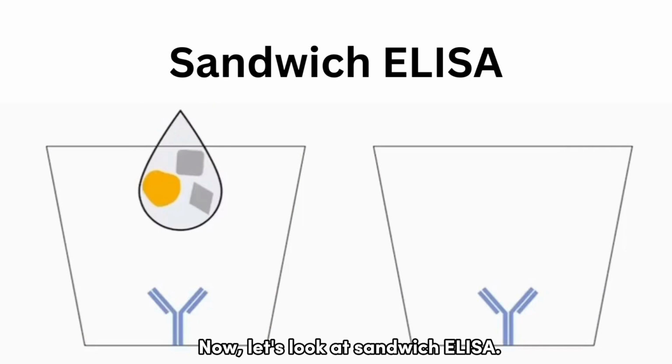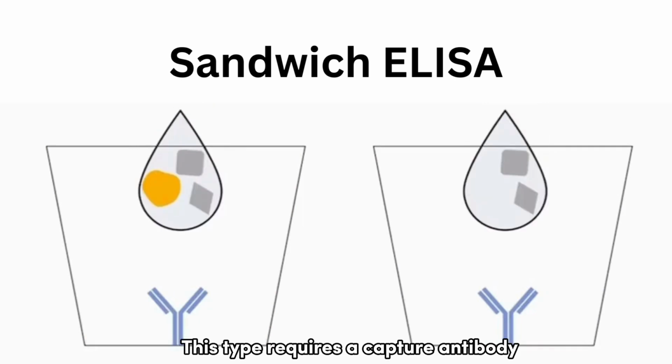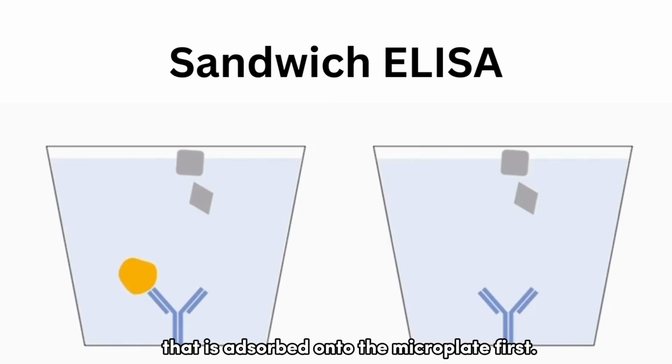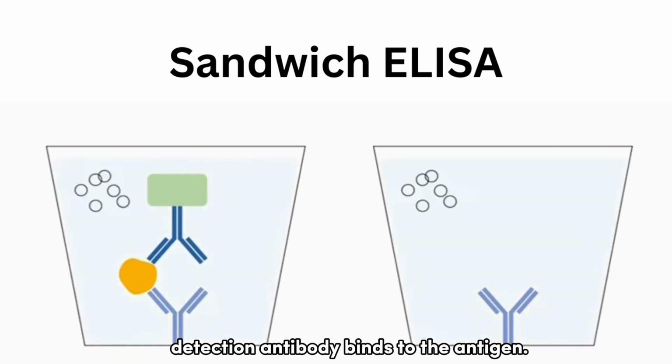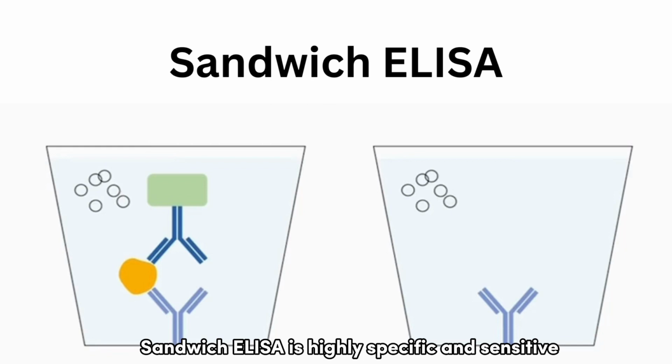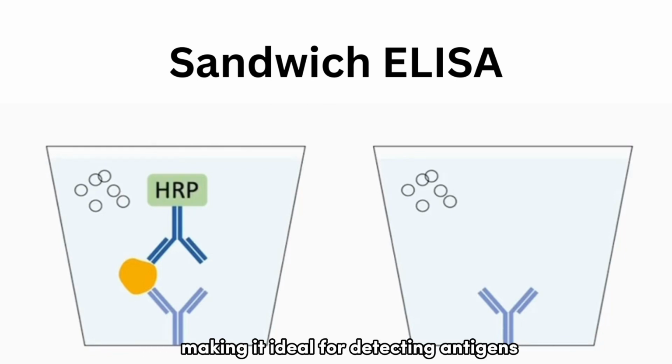Now, let's look at sandwich ELISA. This type requires a capture antibody that is adsorbed onto the microplate first. The antigen binds to this capture antibody, and then a second enzyme-labeled detection antibody binds to the antigen. Sandwich ELISA is highly specific and sensitive, making it ideal for detecting antigens present in low concentrations.